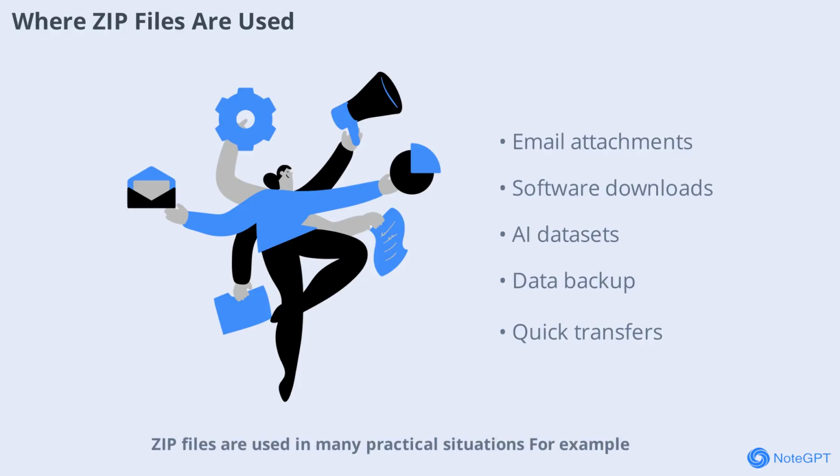Zip files are used in many practical situations. For example, when you send documents by email, you can compress them into a zip file to make the process quicker and more reliable. Software developers often use zip files to package programs for download. In the world of artificial intelligence, large datasets are shared as zip files to save time and bandwidth. Zip files are also perfect for creating backups of important data, so you can restore everything easily if needed. Now let's see a simple demo of how to create a zip file on your computer.